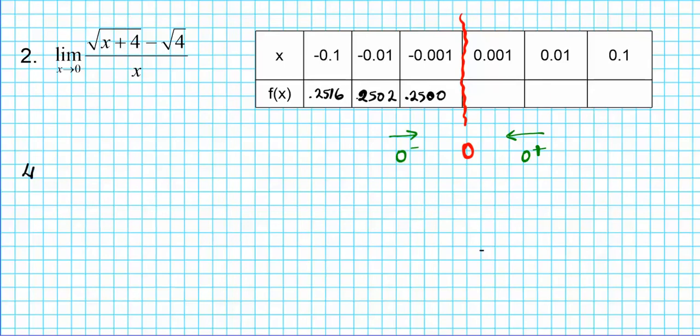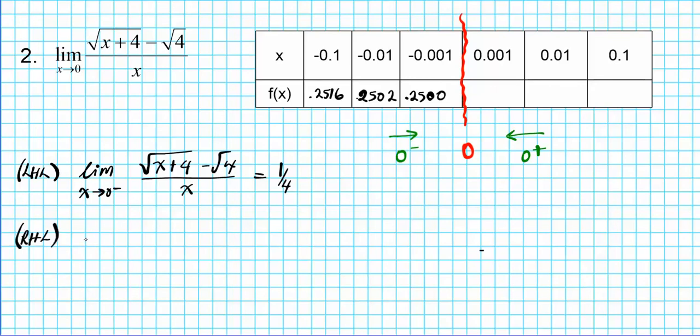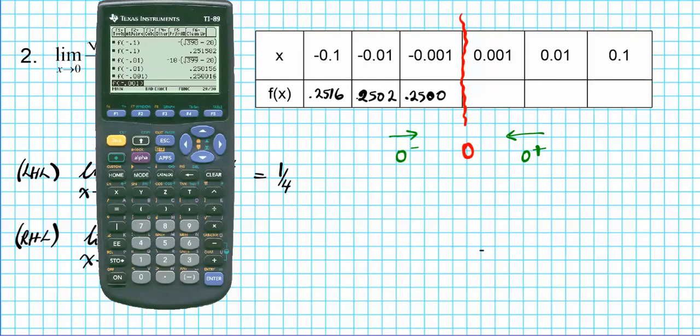But before we do that, left-hand limit. The limit as x approaches 0 from the left of this function, root x plus 4 minus root 4 over x, the left-hand limit is 1/4, based on our numerical investigation. Now, what's the right-hand limit? As we get arbitrarily close to 0 from the right, what does this function approach? We're going to enter these values into our calculator and then examine the pattern and see if we can determine what it's approaching.